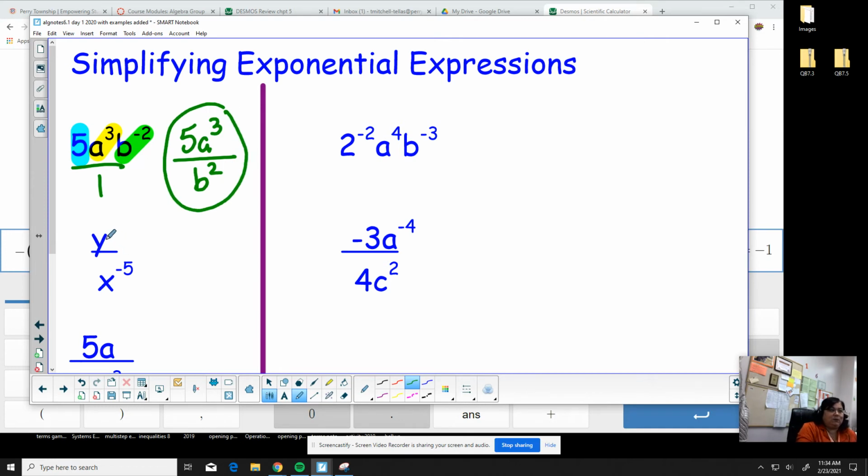Okay, so look at this one. Y is fine on the top bunk. X is not fine. I can tell because it has a negative exponent. So if it's on the bottom bunk and it's crying or unhappy, I would move it to the top bunk. So x to the 5th, y is the answer.